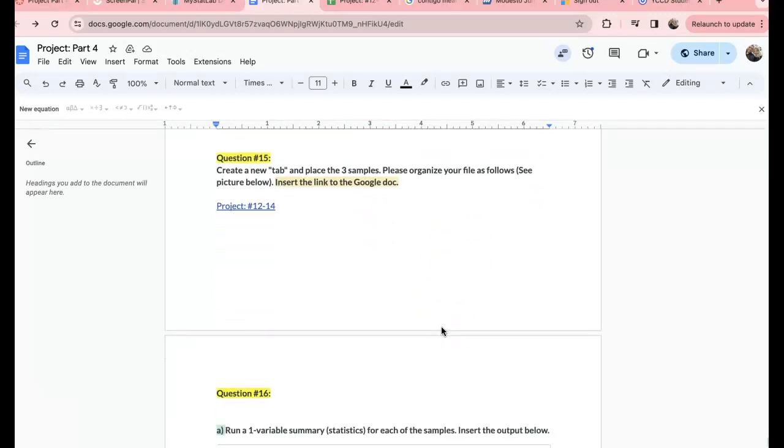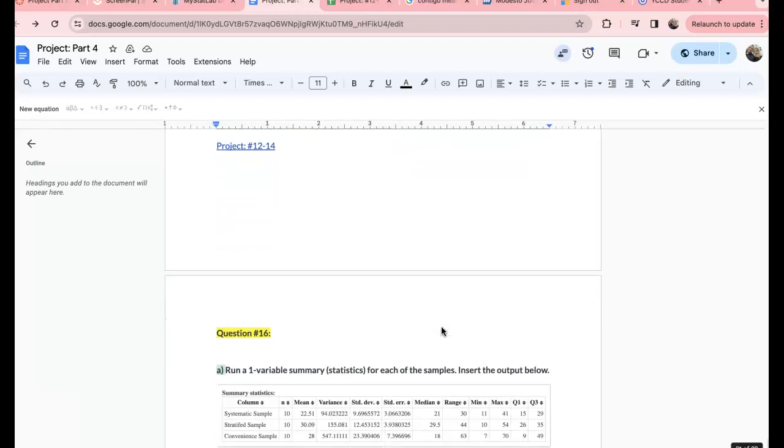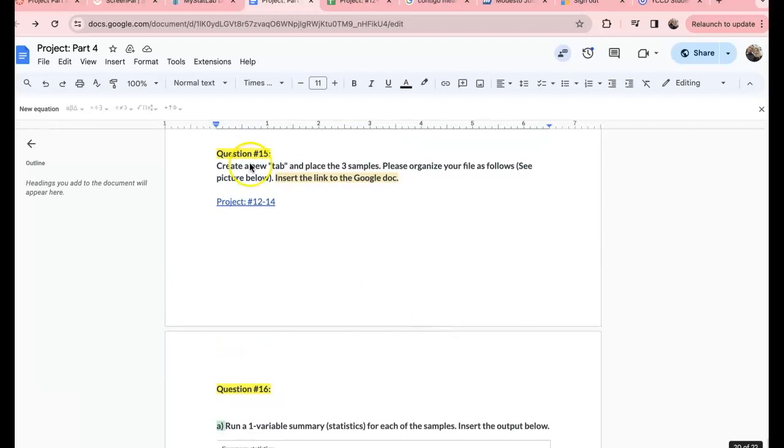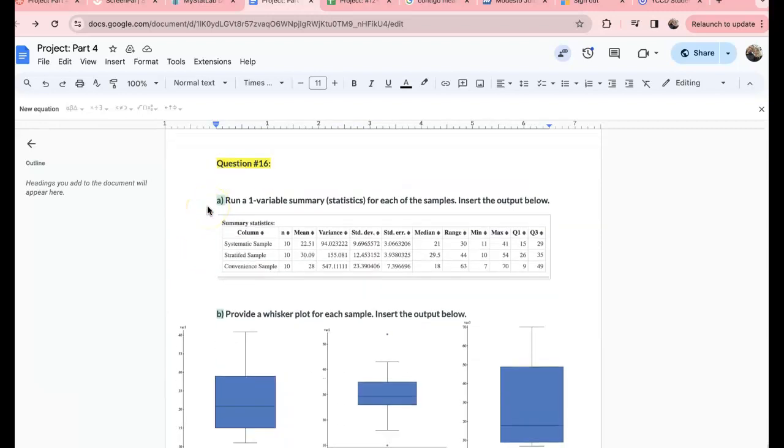For question 15, we had to organize our 3 samples, and you'll see this is our Google link to that document where it has all the organized samples there.